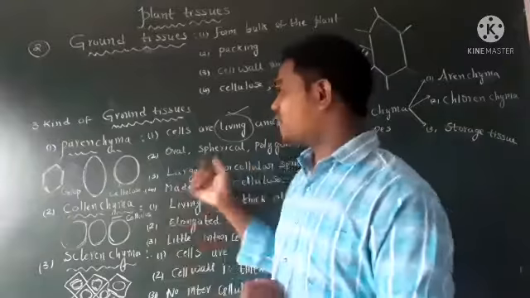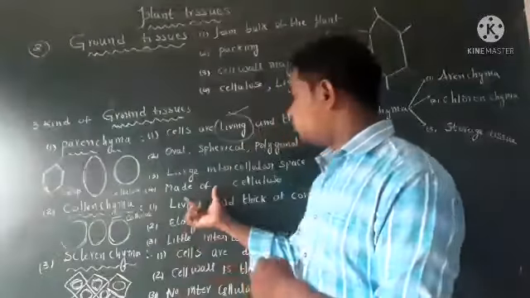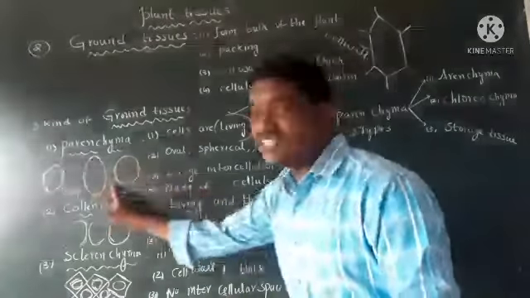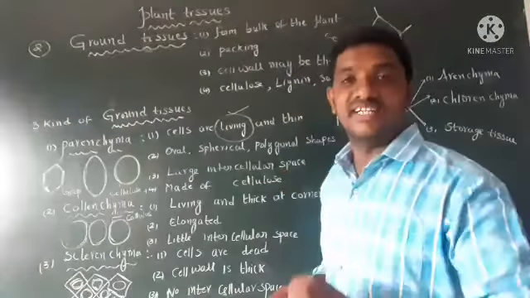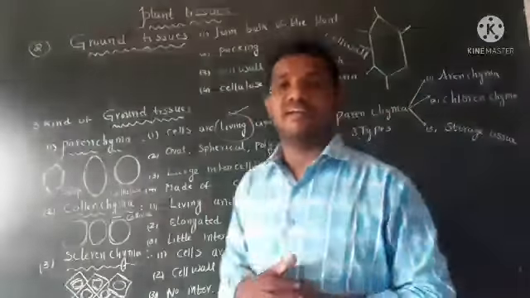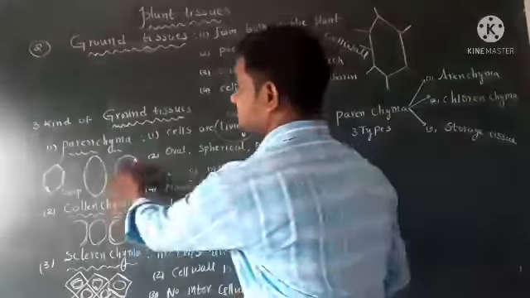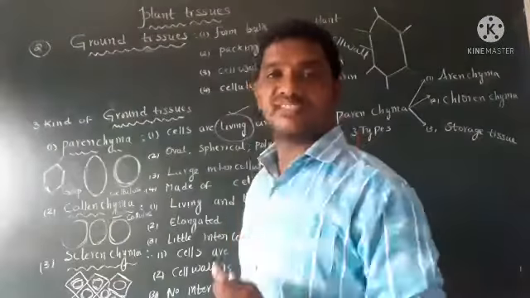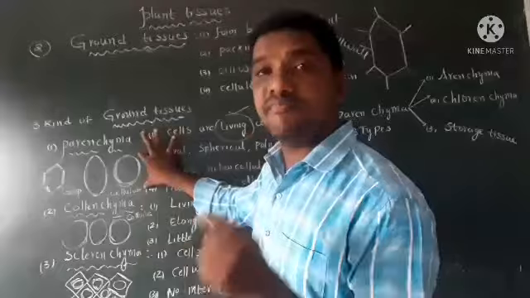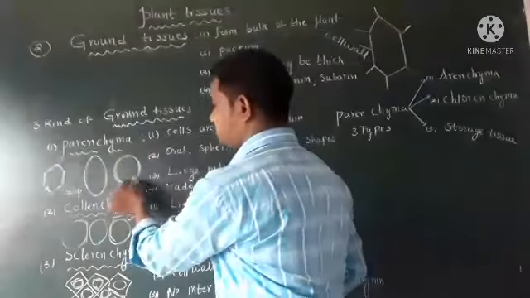Coming to the fourth point, the cell wall is made up of cellulose. It is one type of carbohydrate. It is one type of complex carbohydrate, not a simple carbohydrate. See, this is the cell wall. The outermost membrane in the plant cell is called a cell wall. So this cell wall is made up of cellulose.